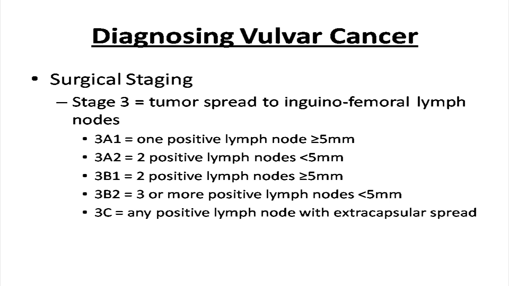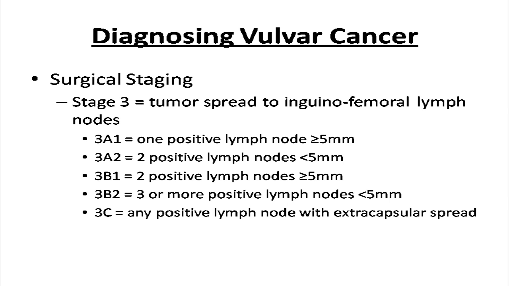Stage 3A1 represents one positive lymph node with a focus of disease greater than or equal to 5 millimeters. Stage 3A2 would be two positive lymph nodes with foci of disease less than 5 millimeters. 3B1 represents two positive lymph nodes with disease foci greater than or equal to 5 millimeters, while a 3B2 lesion would entail 3 or more positive lymph nodes with disease foci less than 5 millimeters.